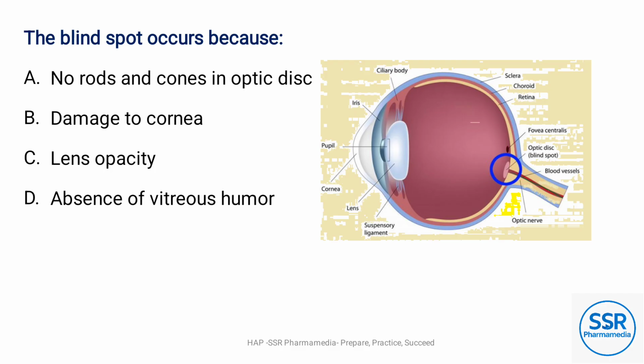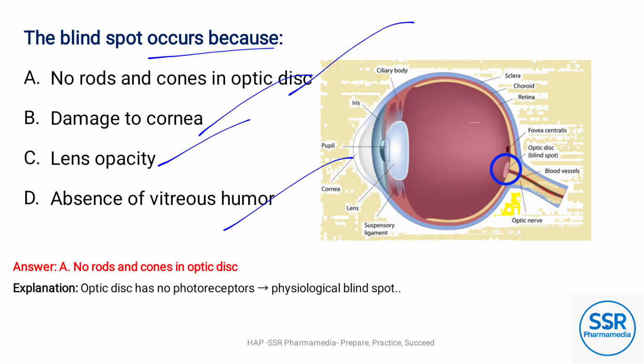The blind spot occurs because of what? Option A no rods and cones in the optic disc, option B damage to cornea, option C lens opacity, option D absence of vitreous humor. So the answer is option A. No rods and cones in the optic disc. The optic disc is called the blind spot. There are no rods and cones in the optic disc because these are both photoreceptors.